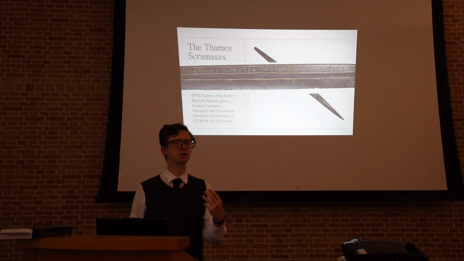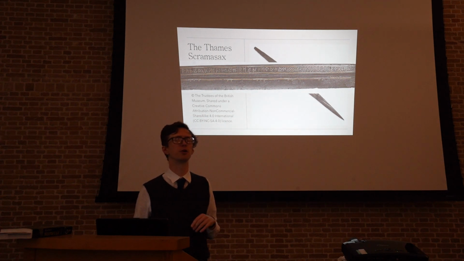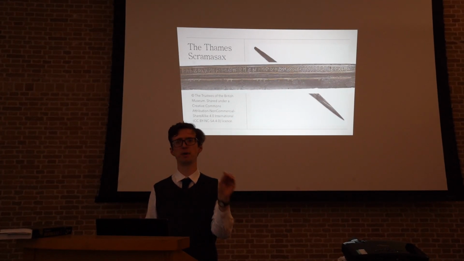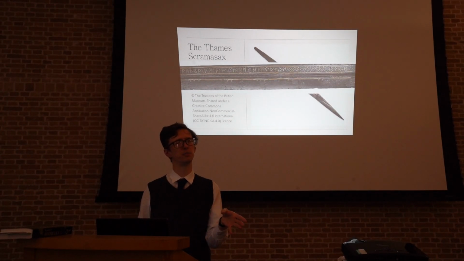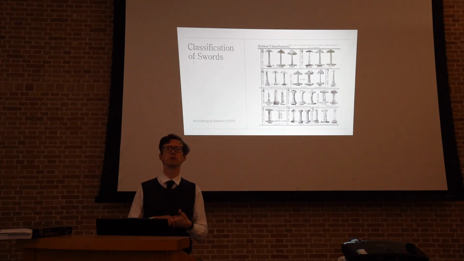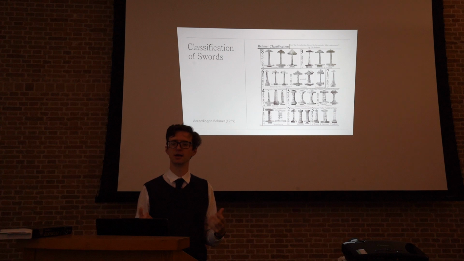So, we encounter almost all of those words in that diagram I was showing you. We encounter almost all of them, and many of them in compounds in Beowulf. And it raises questions about whether the Beowulf poet has in mind some sort of classification of swords.